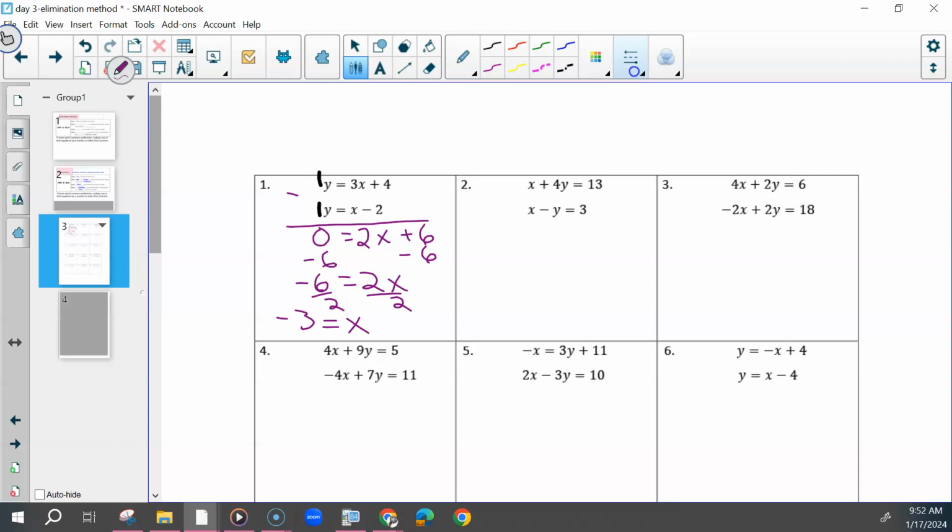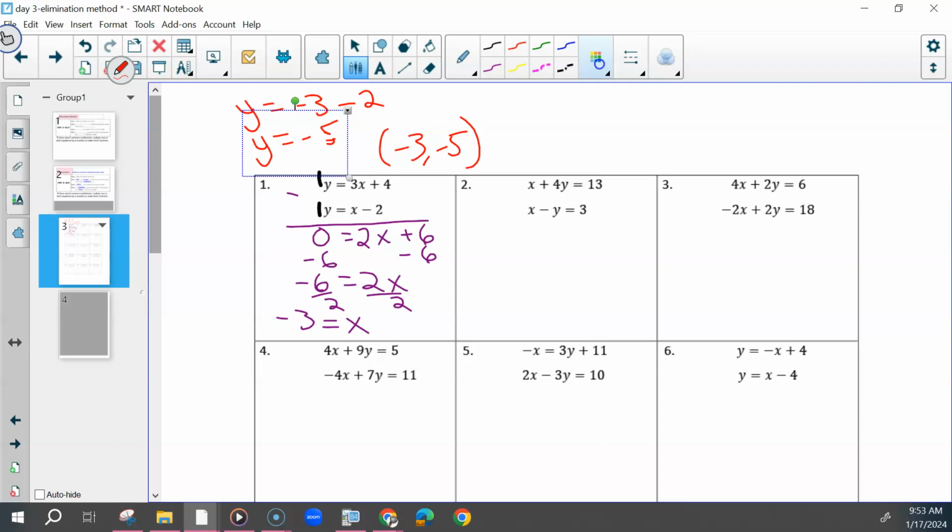Does not matter which one. So if I put this into the first one or the second one, it doesn't matter. I'm going to use the second one though. So if I put in my value, I could find what y is. And then write that as an ordered pair. Questions about how that process works? We'll do one more and then that'll be it for today.